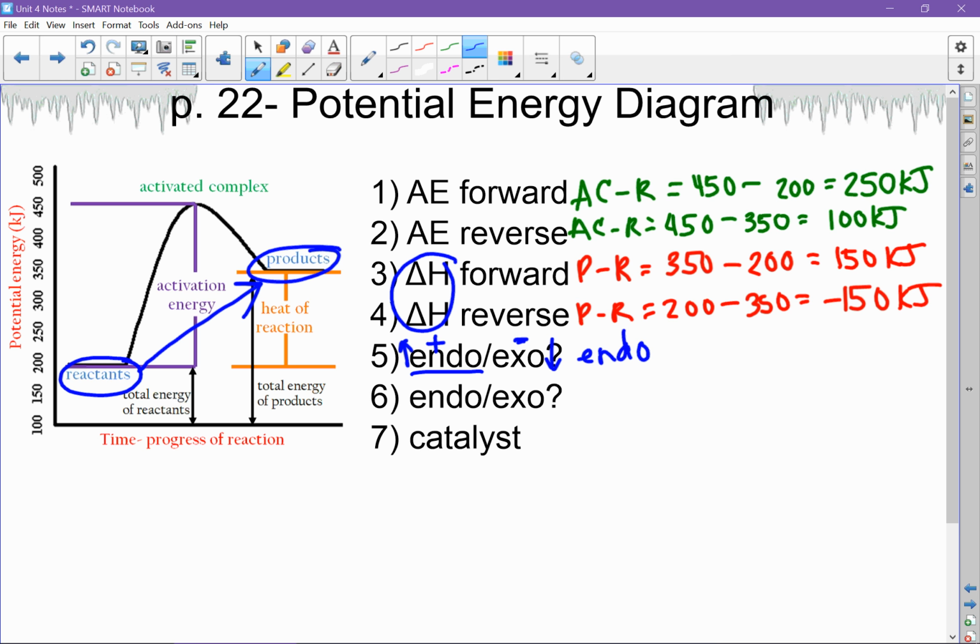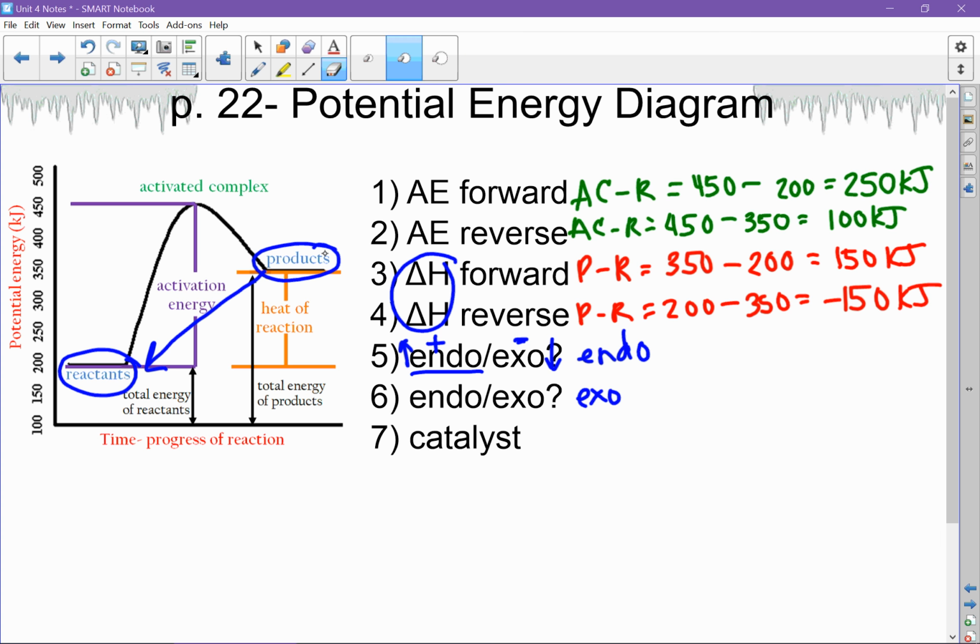Okay? If I look at the reverse and I go backwards, then here would be the start of the reaction, and here would be the end, and notice that it goes down. That means energy went out or got lost. That's what this negative sign right here means. So whenever you have a negative delta H and your graph has gone down, then your reaction is exo.